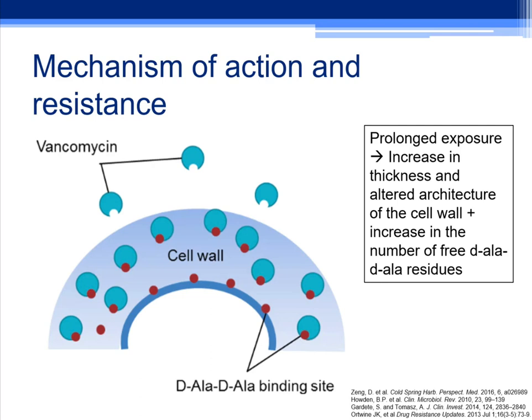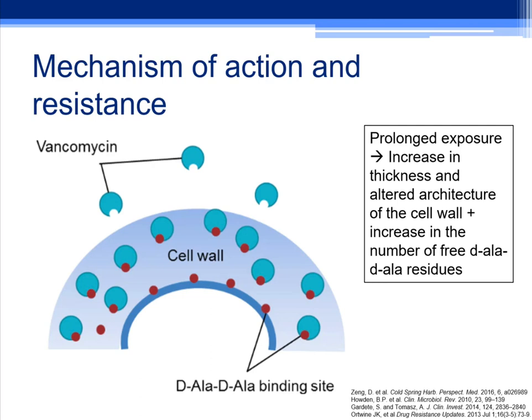So as you continue to give vancomycin, the Staph aureus itself will actually increase in thickness and the architecture of its cell wall. So what ultimately ends up happening is you have variability in the cell wall structure, while you also have an increase in the number of free D-alanine residues. So this is how you have your quote-unquote MIC creep, is the terminology that you'll hear some use.